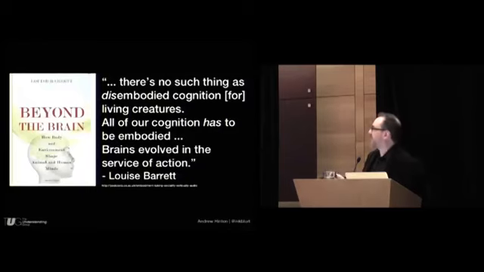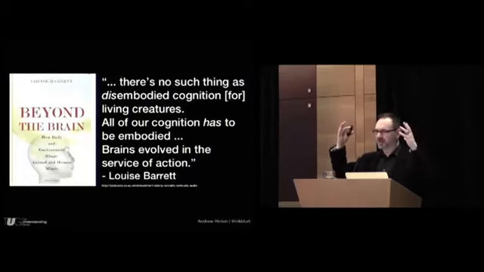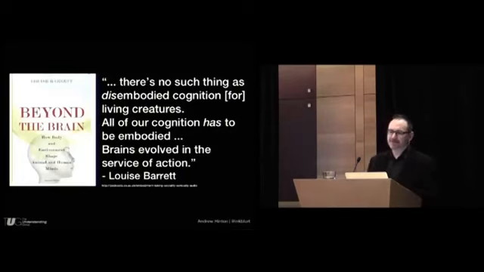There's no such thing as disembodied cognition for living creatures, because all of our cognition has to be embodied. Brains evolved in the service of action. Brains evolved in the service of bodies and the environment. But we reify and kind of project this self-enclosed brain universe, but it kind of leads us astray sometimes.